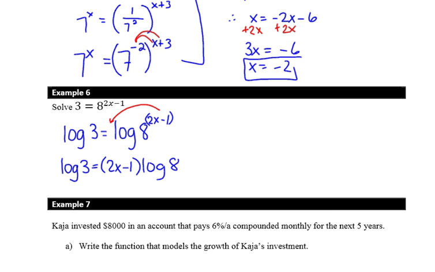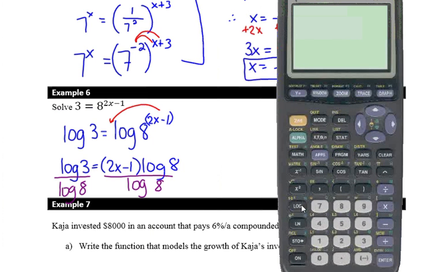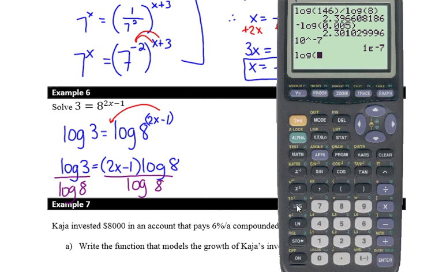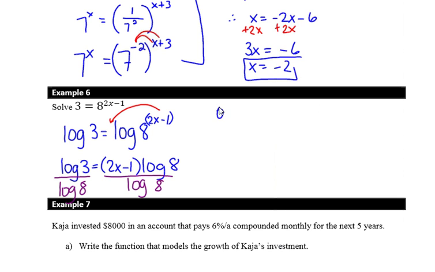Okay, what could you do next? There's a few options. We can divide by log 8 right now if you want. We could also distribute it in, but I think it'd be easier if we divide by log 8. If you want, you could even type that in your calculator and get a decimal. So log 3 divided by log 8, close the brackets. 0.528. So 0.528 equals 2x minus 1.